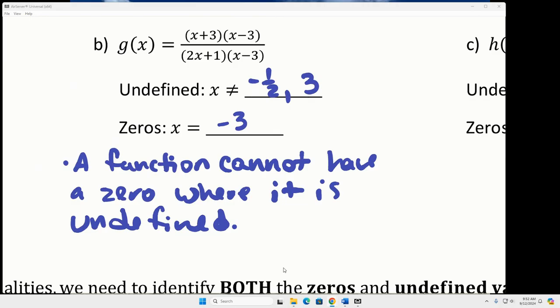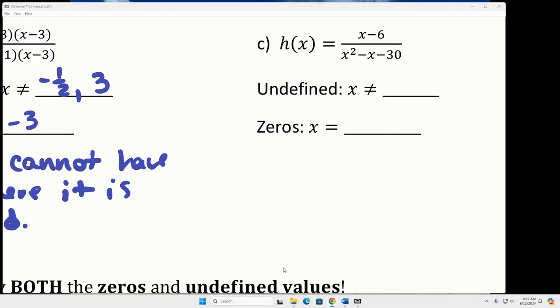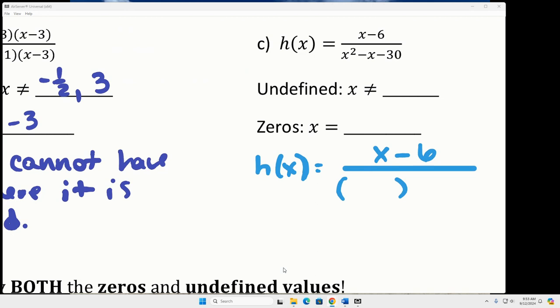All right. In this last one, we're going to need to factor first before we can find the zeros and where it's undefined. All right, so you guys figure this one out on your own, where the function's undefined and where the zeros are.